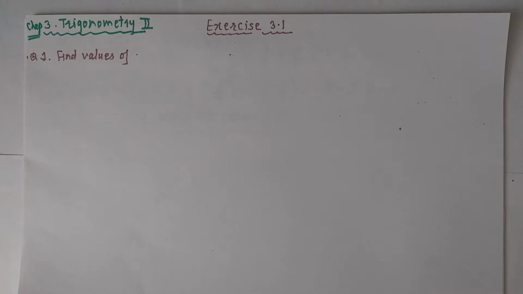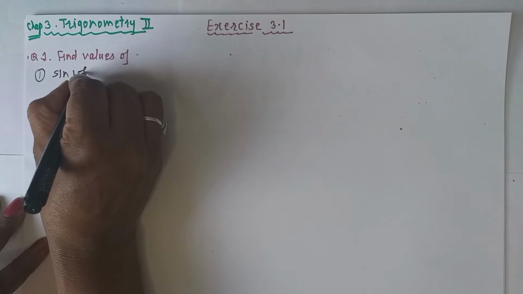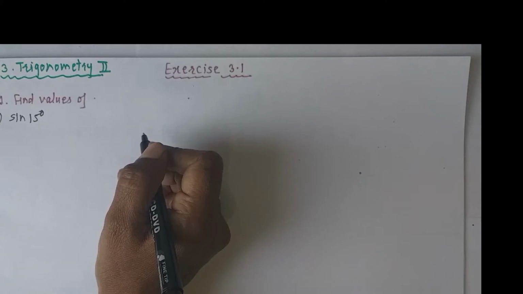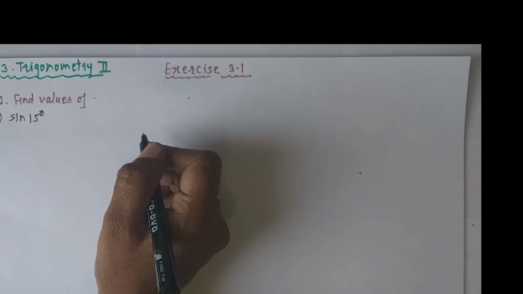Dear students, today we will solve exercise 3.1 from chapter trigonometry second. See the first question. Find the value of sine 15 degree. Now from our table 0 to 90 degree, that table does not contain the value of sine at 15 degree. Means we have to split this angle into two angles.